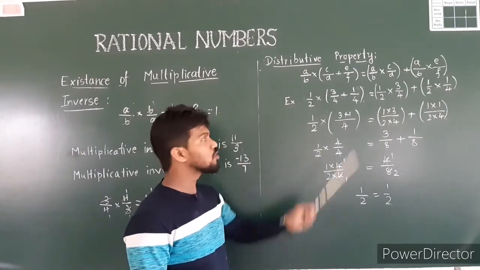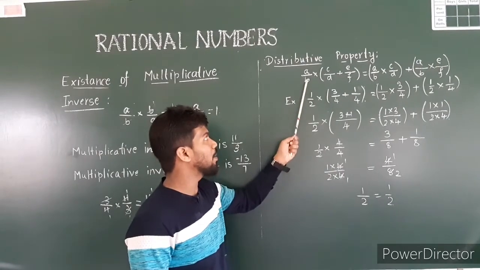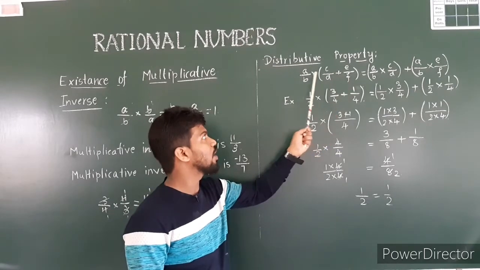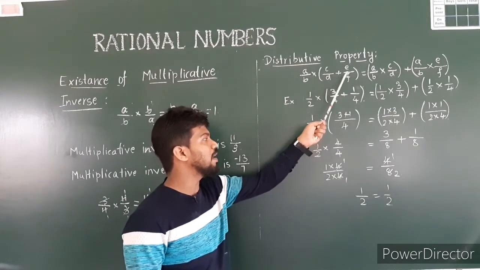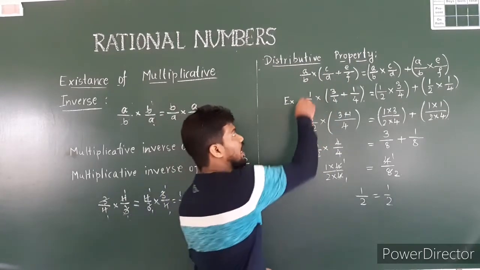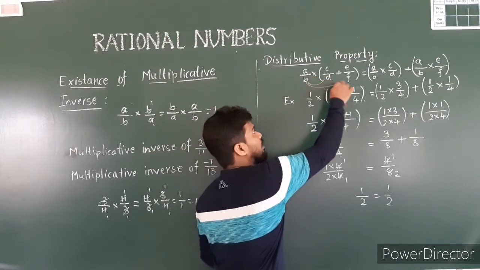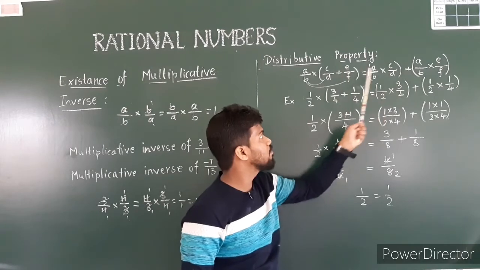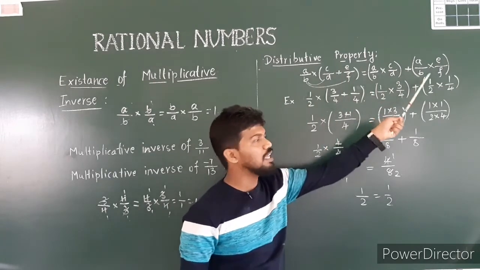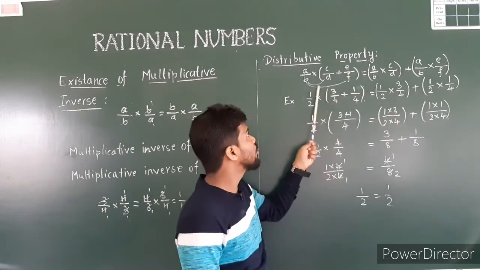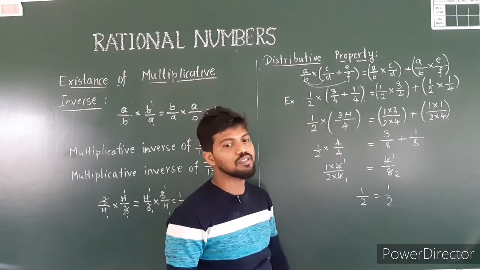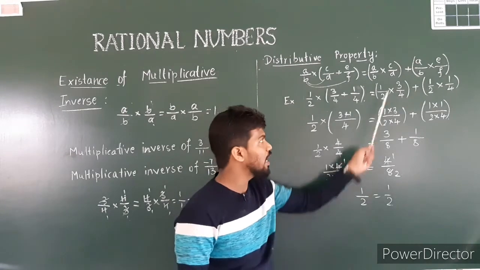Now you see the distributive property of multiplication. The distributive property means a/b into (c/d + e/f) equals a/b into c/d plus a/b into e/f. Clear? So multiplication is distributive over addition.